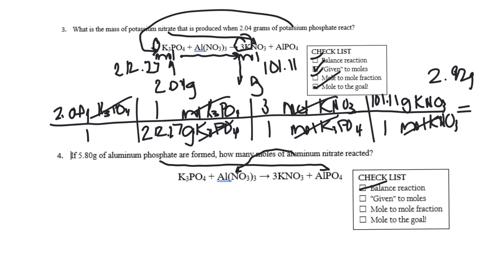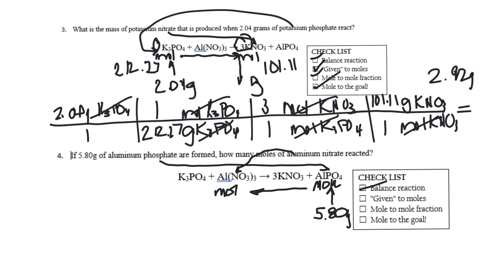So I'm now ready to get my game plan, set up my bridge and my valley, figure out where I'm starting, where I'm going. So I have 5.8 grams of aluminum phosphate. I'm going to put that in the valley. And then I want to get to moles of aluminum nitrate. Now remember, I can't go diagonal. I can only go up and down and side to side. So first thing I'm going to want to do is convert grams to moles. Then I can use my coefficients to go from moles to moles.